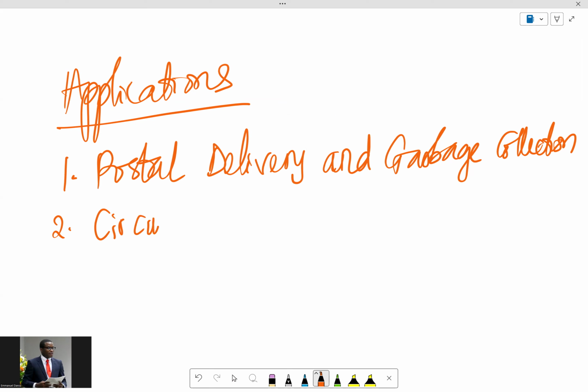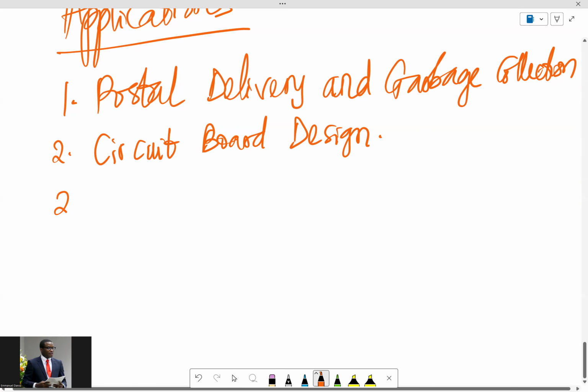Then, of course, you have circuit board design. This is bordering on electronics now. In electronic engineering, Eulerian circuits are used for routing the electrical connections on circuit boards. The goal is to minimize the number of traces needed to connect all components, ensuring each connection is made exactly once without retracing steps. So you see Eulerian circuits and paths being really useful in this case.